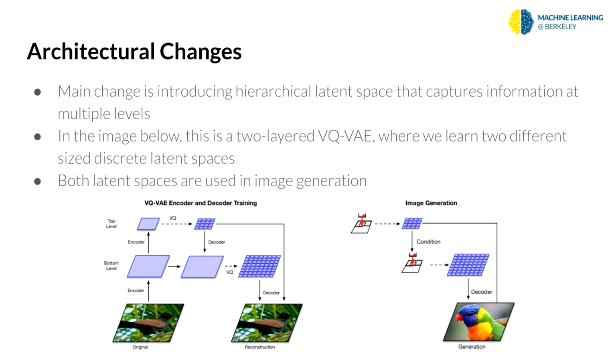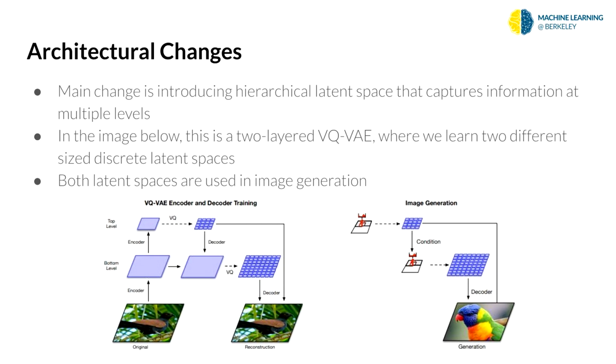This can best be represented by the image below. Here we see a two-layered VQ-VAE, where we learn two different size latent spaces. The square with a bunch of grids and lines is the latent space. In the original VQ-VAE, we would have only had this bottom layer of the two blue squares, followed by the third blue square with a bunch of grids.